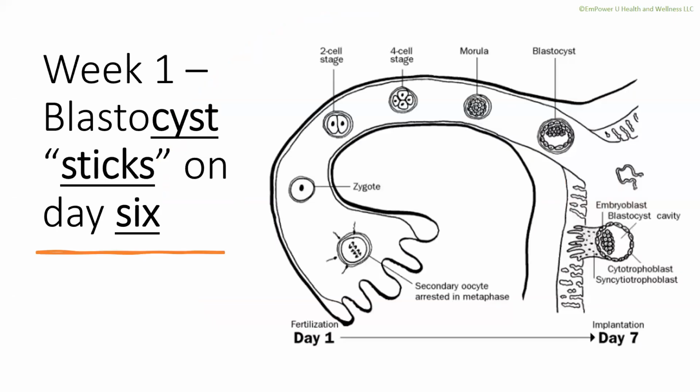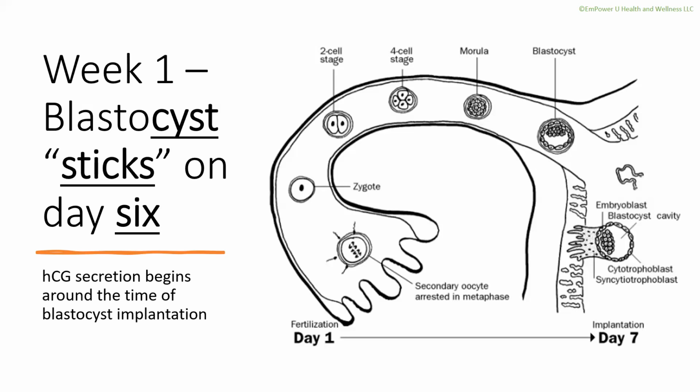Week 1, when we're traveling through, we have our little secondary oocyte. Then we have a zygote. Then we start our 2-cell, 4-cell, our morula, our blastocyst. Our blastocyst during week 1 sticks, so implants, on day 6. So week 1, day 6, that's when we implant. This is day 1 through 7, our first week of development as an embryo. Around this time, HCG secretion begins when the blastocyst implants on day 6. That's when you could start to see your HCG hormone being present.